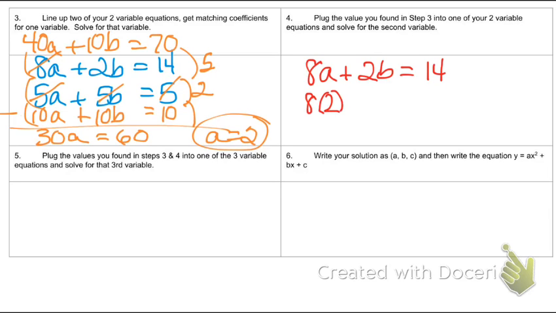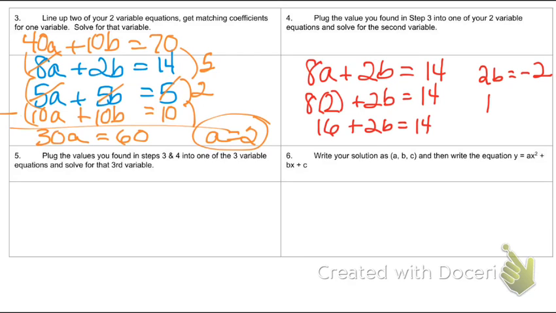8 times 2 plus 2b equals 14. 16 plus 2b equals 14, so 2b equals negative 2, and I subtract 16 from both sides, b equals negative 1. So I have my a, I have my b, and now I can just plug it into c.